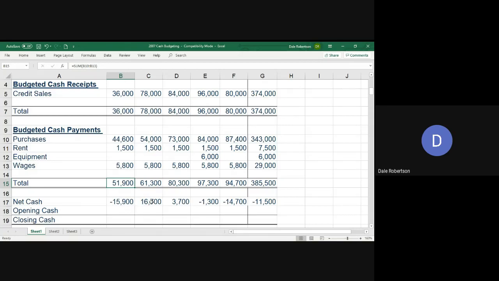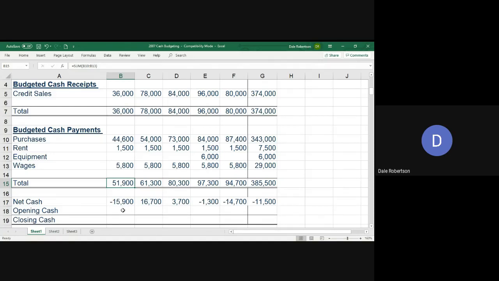And you do that for each month. Here it is a positive because it is 78, take away 61. Here it is a positive. Back to a negative net cash again here because our expenditure in the month of April is a little bit more than your income. And in May, your income was 80,000 and your expenditure was 94, giving you a minus net cash of 14,700. You can do this for the total column as well. 374 take away 385,500 gives you that 11,500. So the net cash is total receipts minus total payments. Same as we would have had it in first year household budgets.